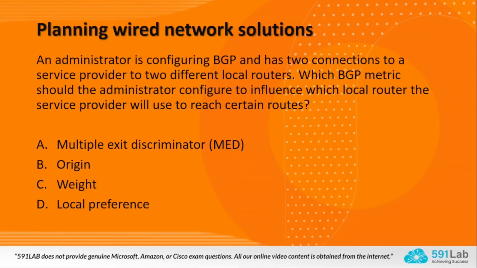Next question is under planning and wired network solutions. An administrator is configuring BGP and has two connections to a service provider to two different local routers. Which BGP metric should the administrator configure to influence which local router the service provider will use to reach certain routes? Let's visualize the setup.